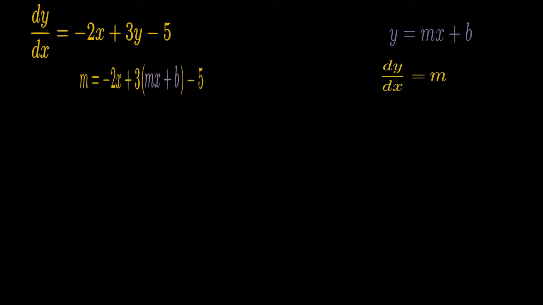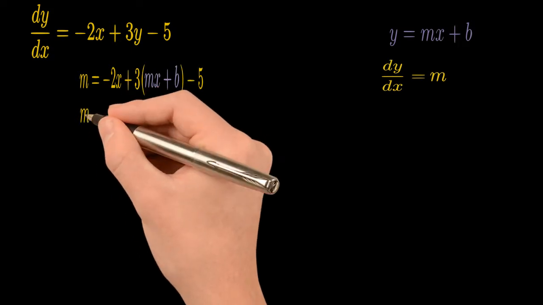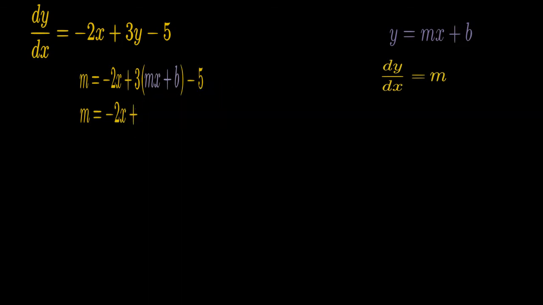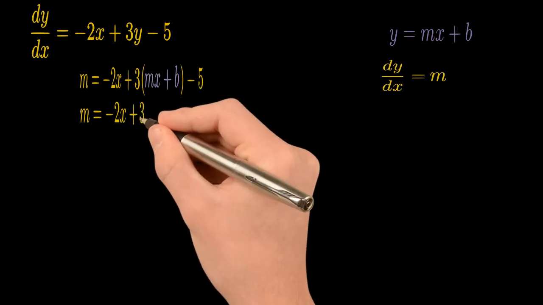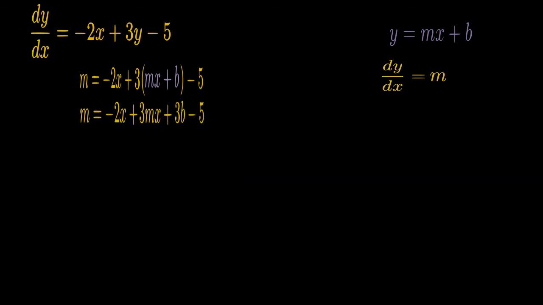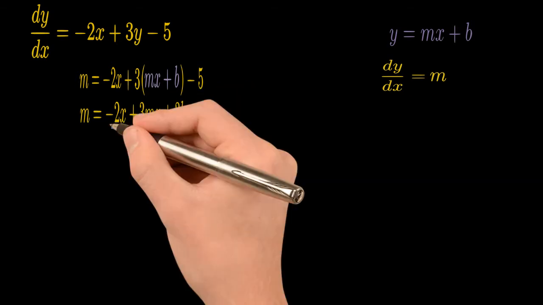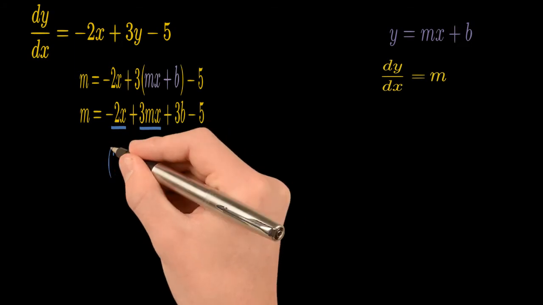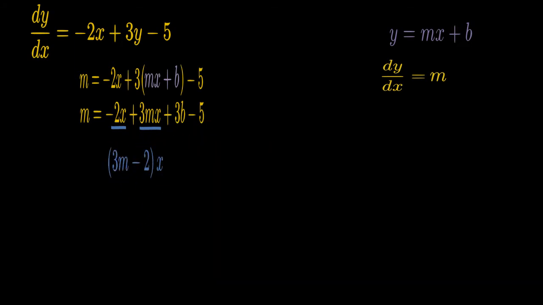And so if you weren't able to solve it the first time, I encourage you to start from here and now figure out what m and b need to be in order for this equation right over here to be true for all x's. So I'm assuming you have paused again and had a go at it. So let's just keep algebraically manipulating this. So we have m is equal to negative 2x plus, if we distribute this 3, we're going to have 3mx plus 3b minus 5. And now we can group the x terms. So if we were to take these two and add them together, that's going to be negative 2 plus 3m times x. And then you have your constant terms. So you have these terms right over here. So plus 3b minus 5. And of course, that's all going to be equal to m.